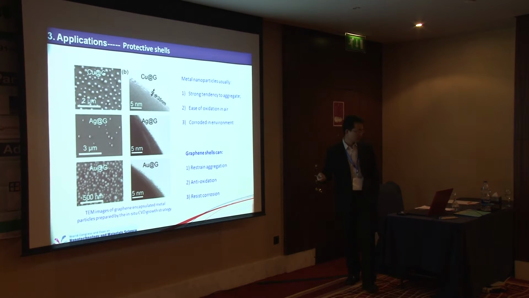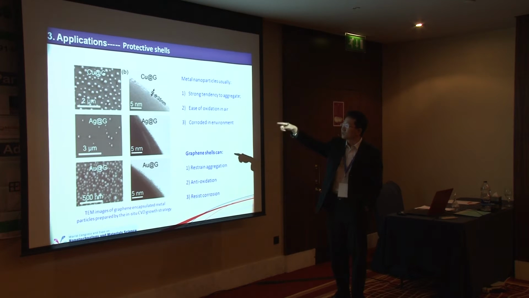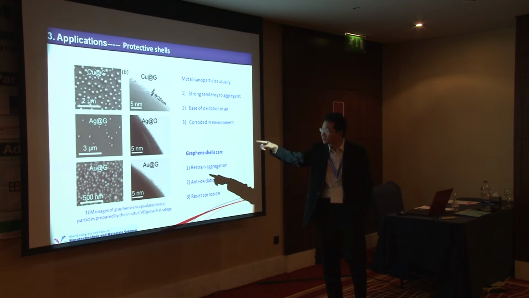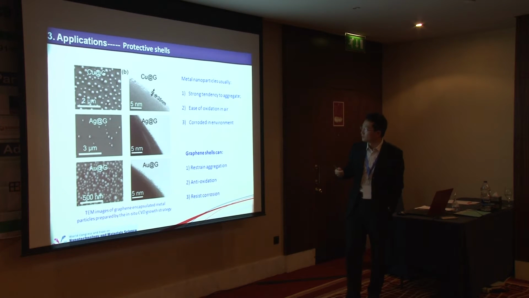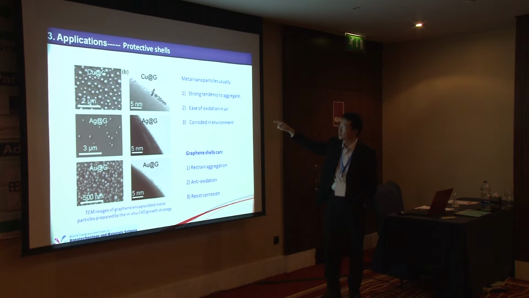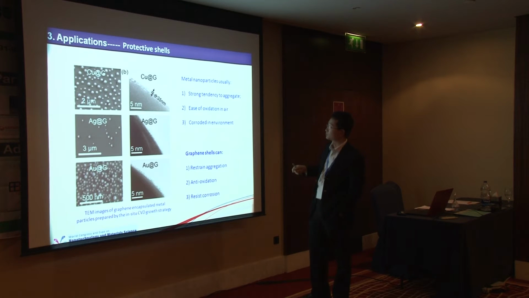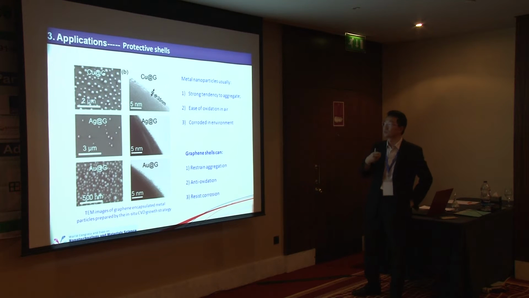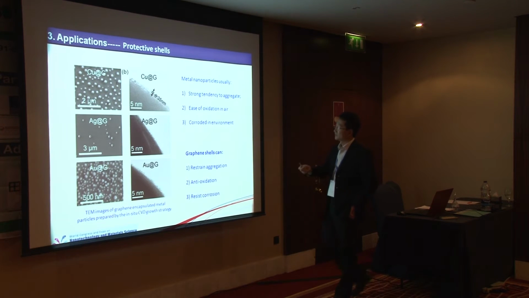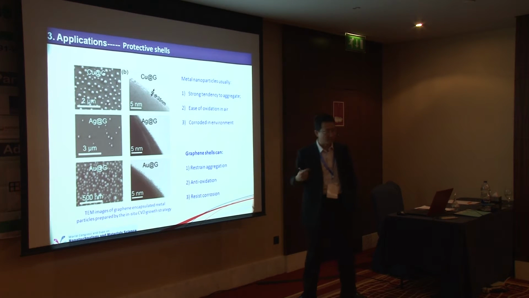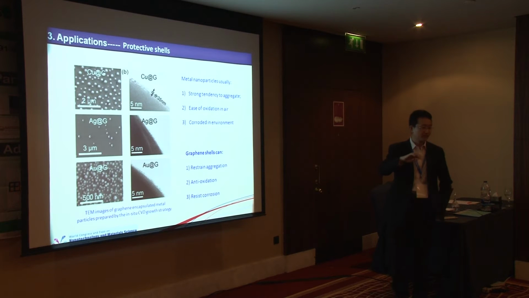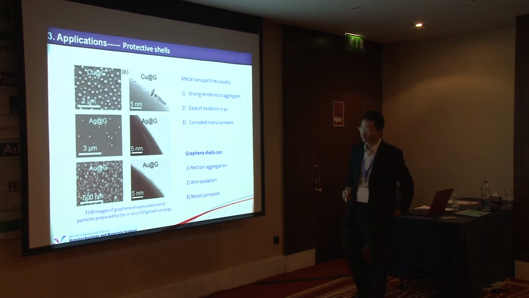So, for example, as a protective shell, here is graphene on the silver nanoparticle. Silver nanoparticles are not easy to disperse, because nanoparticles are always a problem for dispersion. There's a strong tendency for the nanoparticles to aggregate. Also, they are very easy to oxidize in the air and also corrode in the environment. So is there any way we can cover another layer to protect them, right?